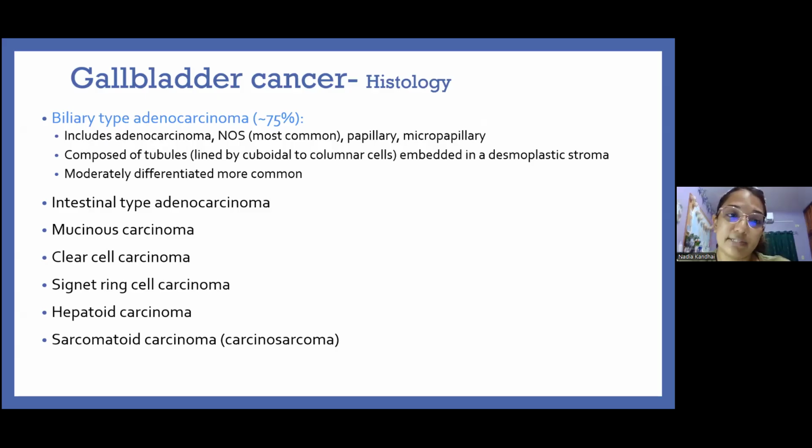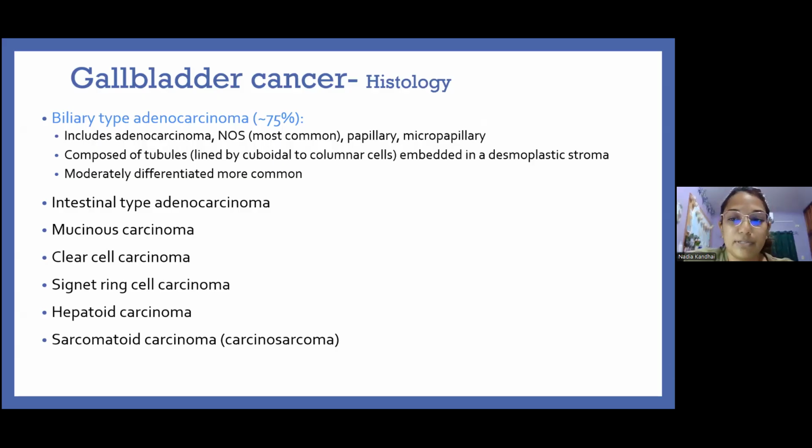There's also intestinal type adenocarcinoma, which is very similar to colonic adenocarcinoma. Tubules are lined by columnar cells with elongated hyperchromatic nuclei. Mucinous carcinomas are comprised of more than 50% extracellular mucin.